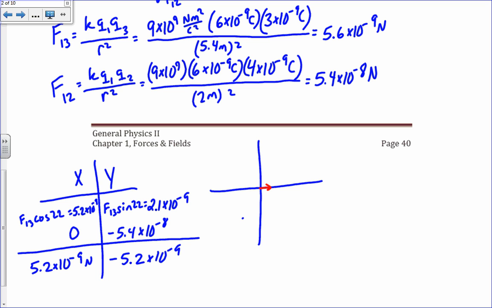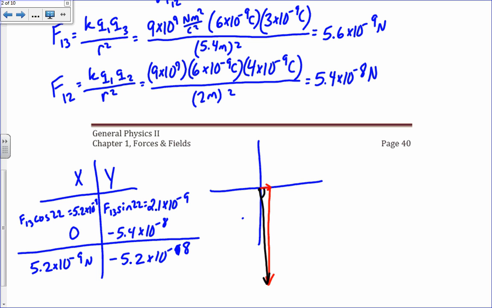And then my y component, excuse me, I made a mistake here. Let me fix this. This shouldn't be 9, it should be 8. My y component is negative 5.2 times 10 to the minus 8. Notice that it is 10 times bigger. So I'm going to draw it to scale. It's going to look like that. And then the resultant vector will start here and then go down there.